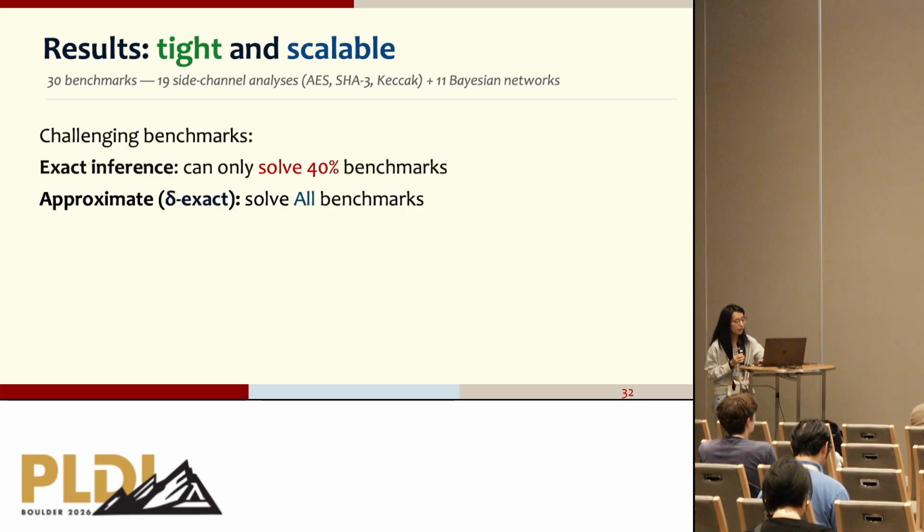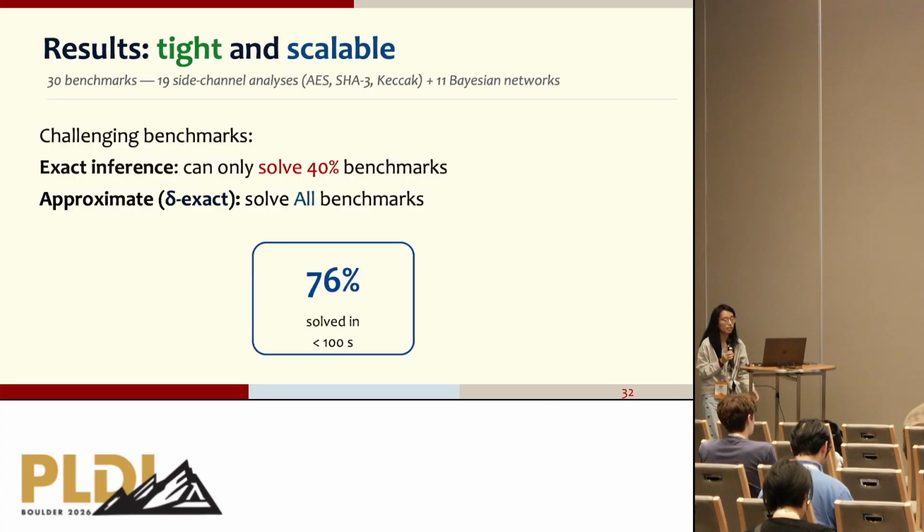For scalability, we compared the exact inference and our approximate inference. The exact inference can only solve 40% of the benchmarks. In fact, a large portion of side-channel analysis cannot be solved by the exact inference, while the approximate one can solve all the benchmarks. And 76% of the benchmarks finish under 100 seconds.